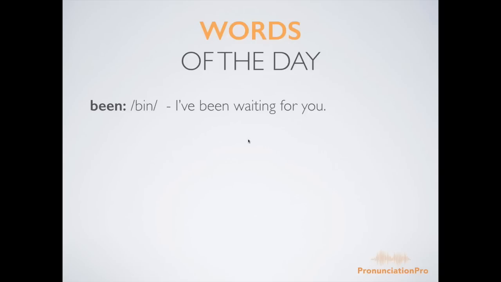But been, I've been waiting for you. It's not been, or I've been waiting for you. It's not that E sound, it's the short I. I've been waiting for you. So I want you guys to be repeating that. Say that phrase for me. Make sure you're getting that been. I've been. If it feels uncomfortable for you, it probably means that you have to practice that one. I've been waiting for you.